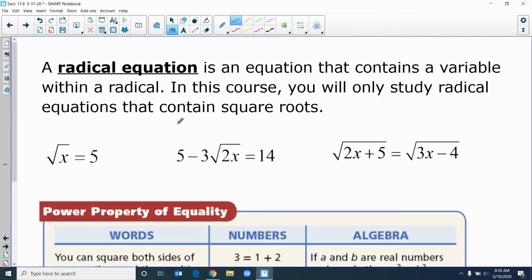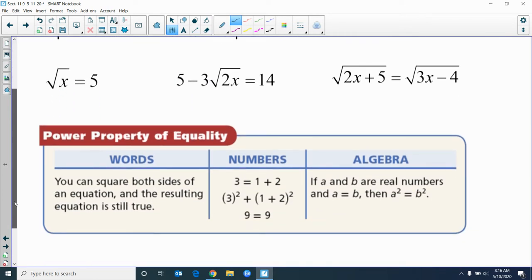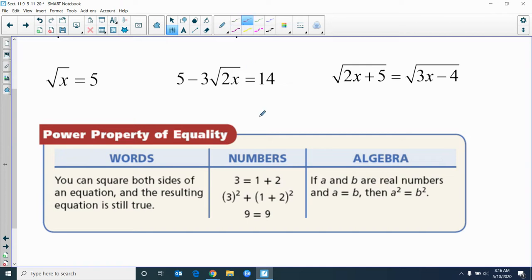Okay, 11/9. We're going to deal with equations. An equation has to have an equal sign. So a radical equation has an equal sign and you have a square root with a variable underneath it at some point. These are all going to be solved a little bit differently. We're going to go over them. But here's the key to solve these. To get rid of a square root, you square both sides.